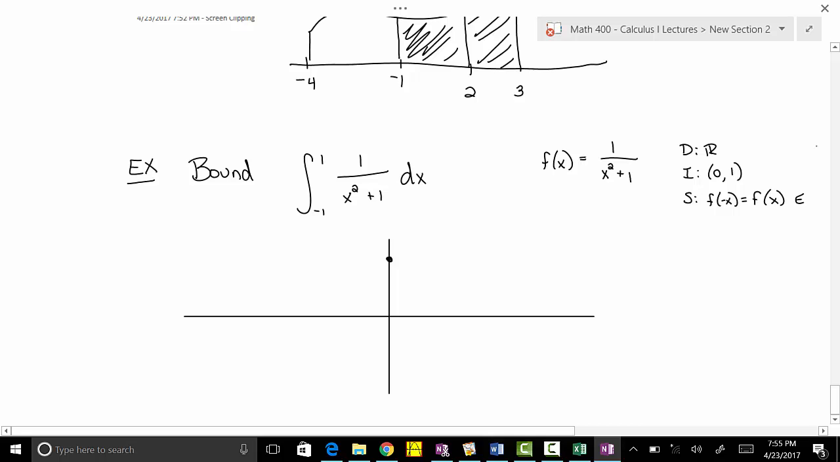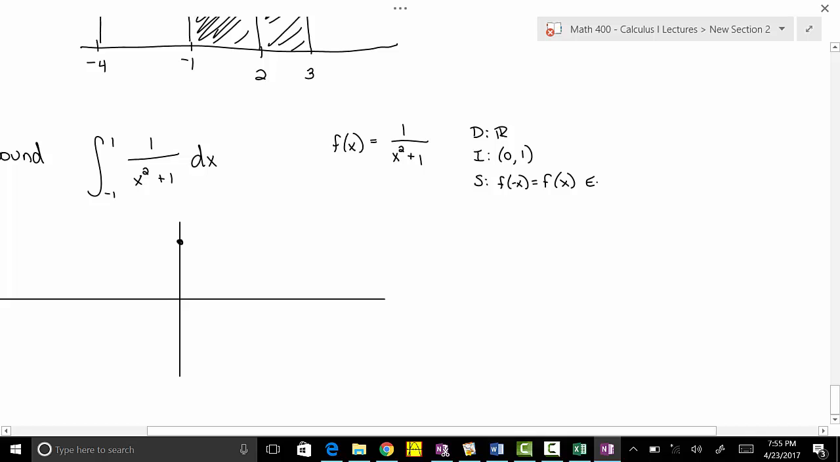Let me move this over to the right here, even. Let's see, what else? What other things do we want? Oh, horizontal asymptotes. So as the limit as x goes to infinity, I don't have to worry about negative infinity because it's even. As x goes to infinity, well, that fraction goes to 0. So I happen to know the horizontal asymptote. It tends to 0 here.